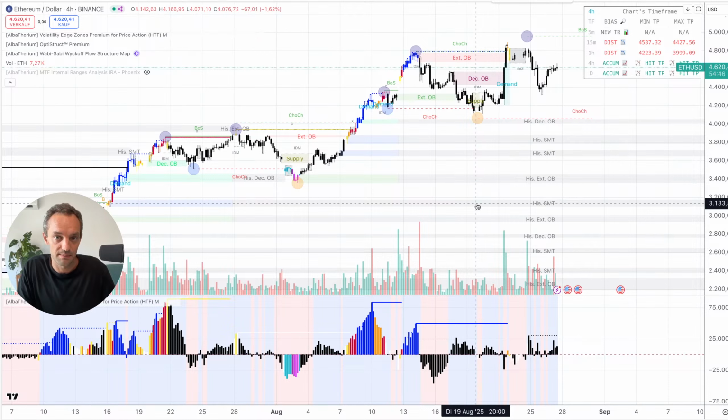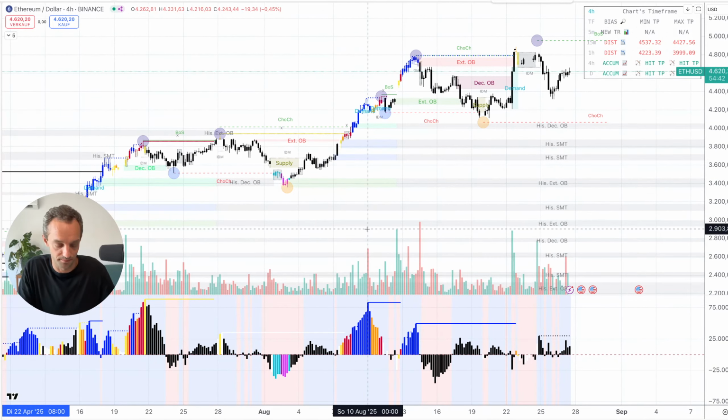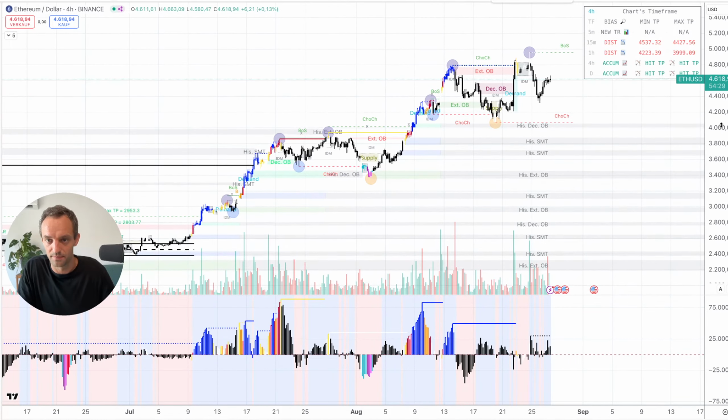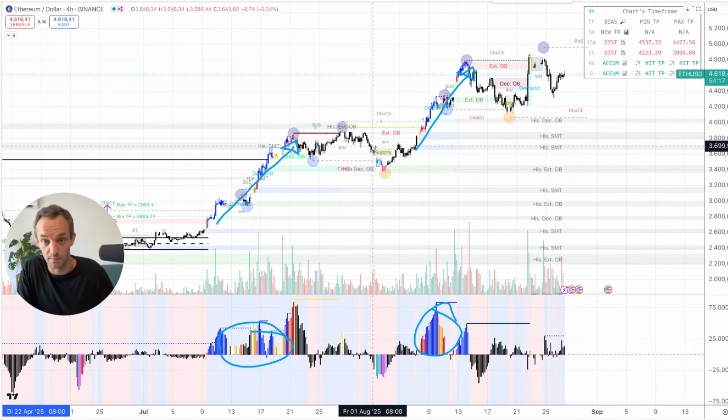Let's do my step-by-step guide here, and we see Ethereum in the 4-hour chart. 4-hour chart for swing trades. You can also start with the daily chart, but okay, today I start here with a 4-hour chart. So first, zoom out, very important. Okay, and analyze what you see. Impulse, impulse on the 4-hour chart with a lot of volume on the 4-hour chart.